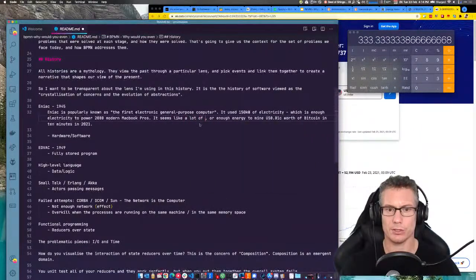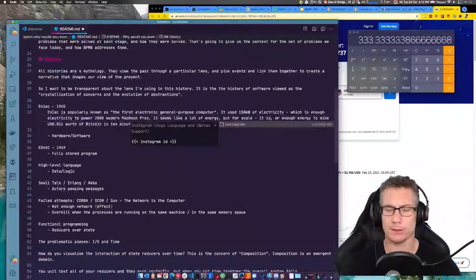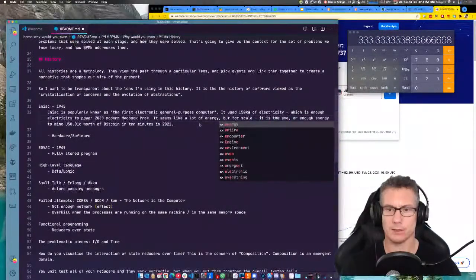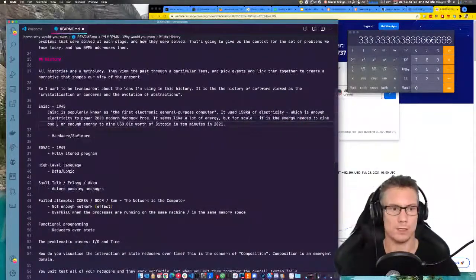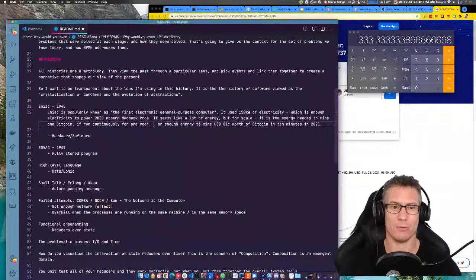Seems like a lot of energy, but for scale, it is the energy needed to mine 1 Bitcoin if run continuously for 1 year. I wonder if ENIAC could mine Bitcoin. I very much doubt it.